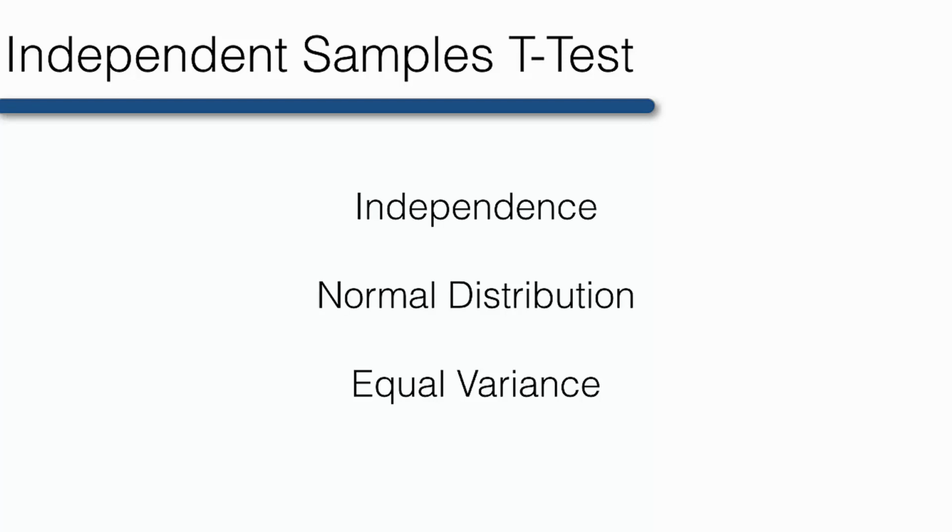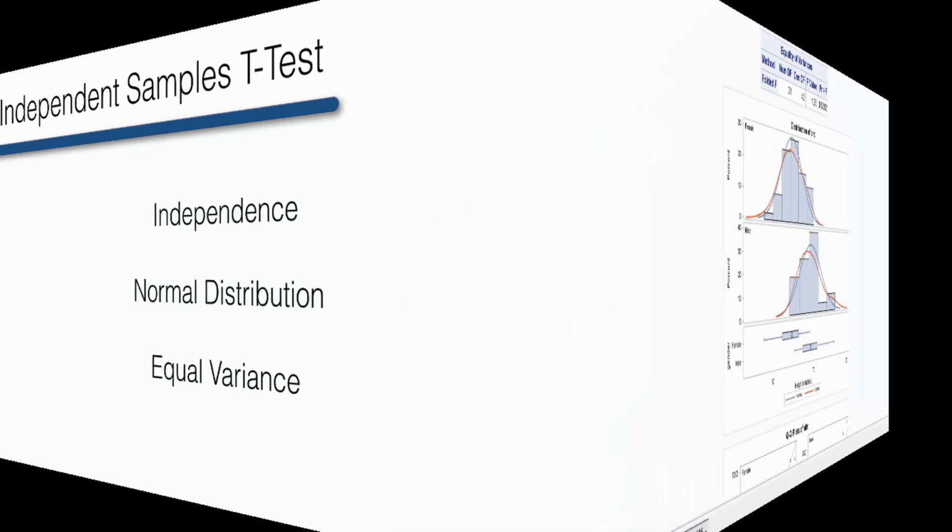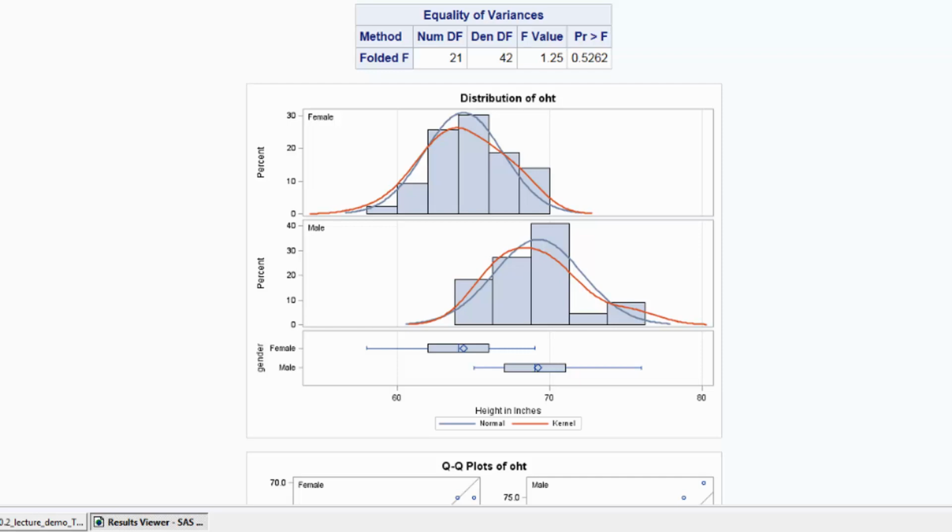If your sample variances aren't very different, then there's a good chance the variances in the populations your samples are drawn from are not very different either. We can and should test all of these assumptions in SAS before drawing conclusions from our t-test. And that brings us back to where we left off in our t-test output. Let's start by verifying our assumptions.